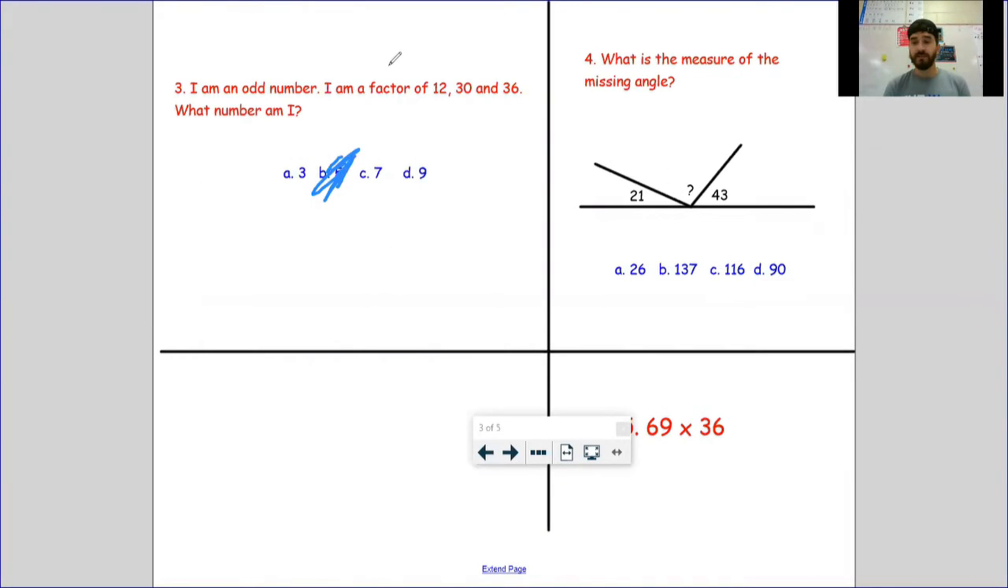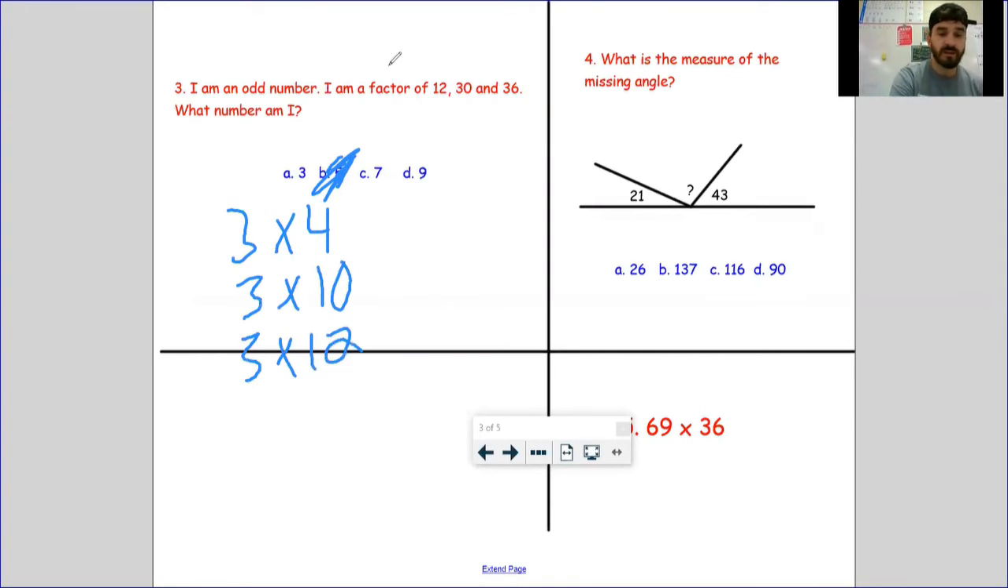So I either have to know my facts. 3 times something would give me 12. I know that. 3 times 4. Okay. I also know 3 times 10 would give me 30. And I also know 3 times 12 would give me 36. 3 is odd. It's also a factor of all 3 of those numbers.